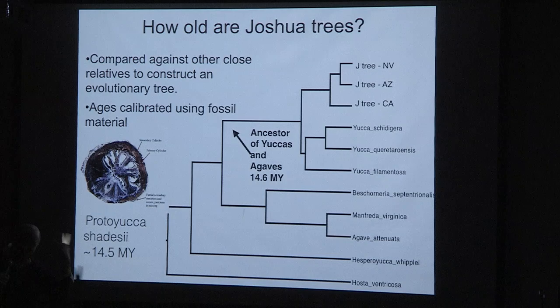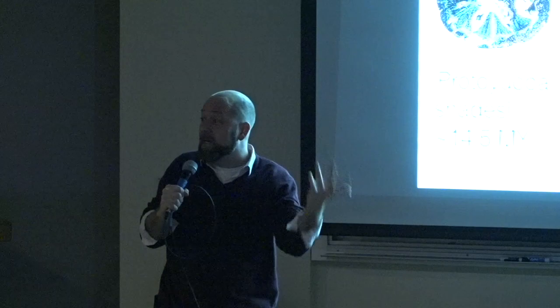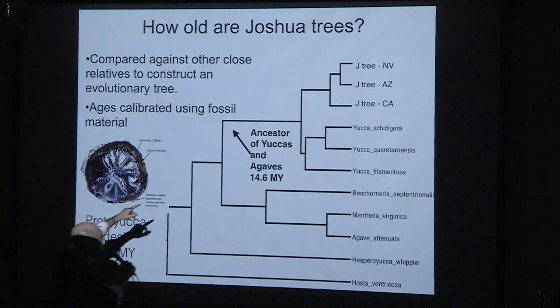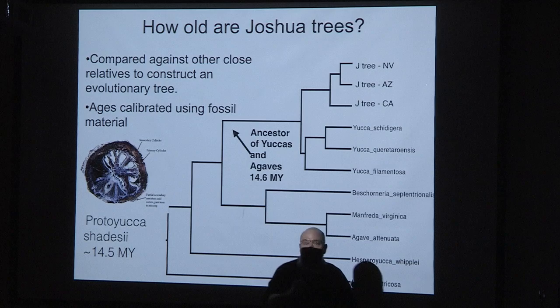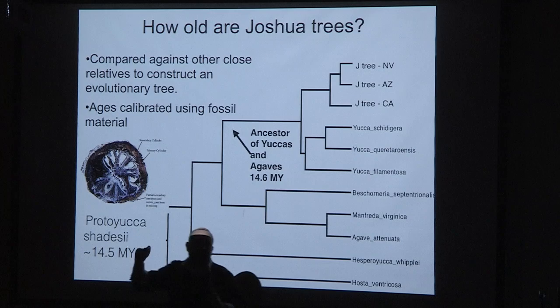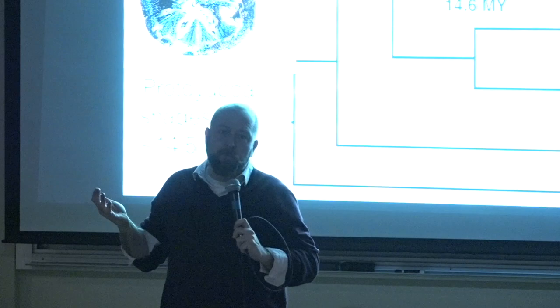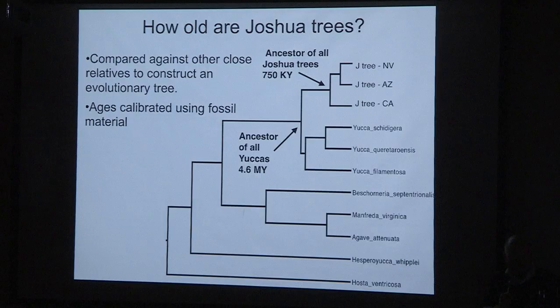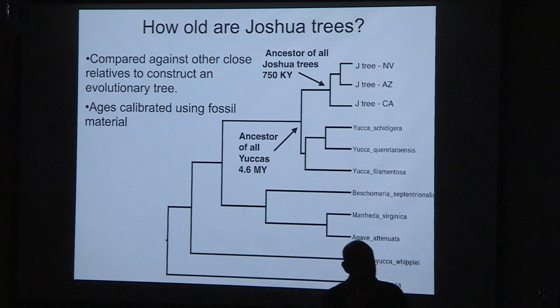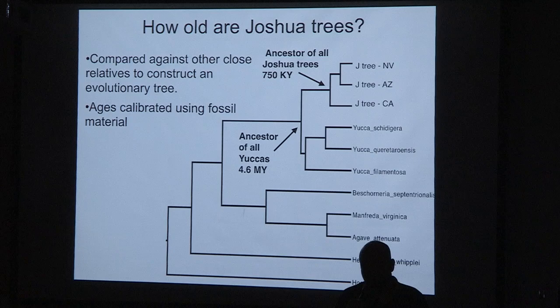And they can date that using some radioisotopes to about 14.5 million years ago. And we think that that fits right there on the tree. So we can say this common ancestor right here has to be at least 14 million years old. Could be older, but at least 14 million years. And when we put that into the computer, what we find is that yuccas overall are actually fairly young from an evolutionary perspective, about 4.5 million years ago. So still seems like a long time to me.